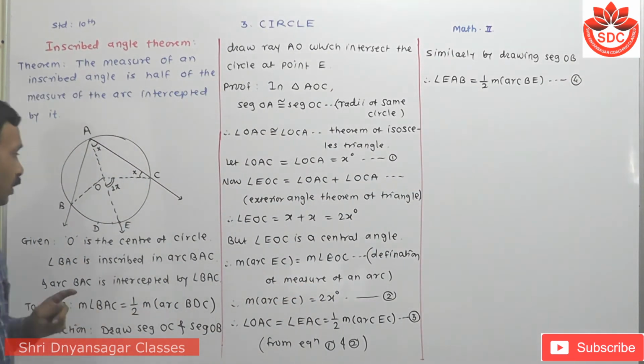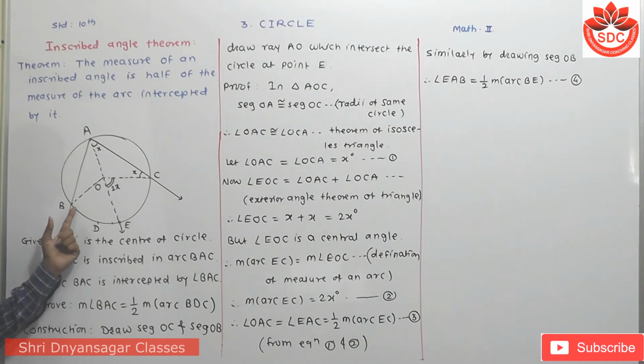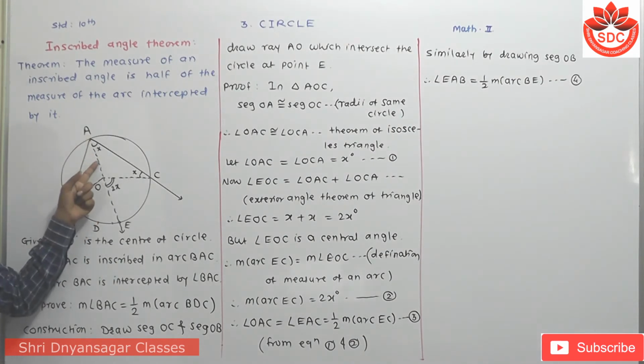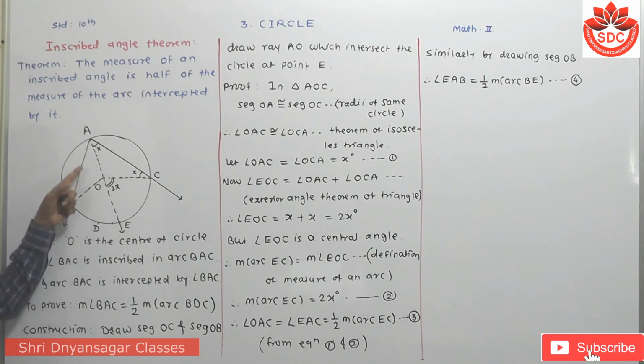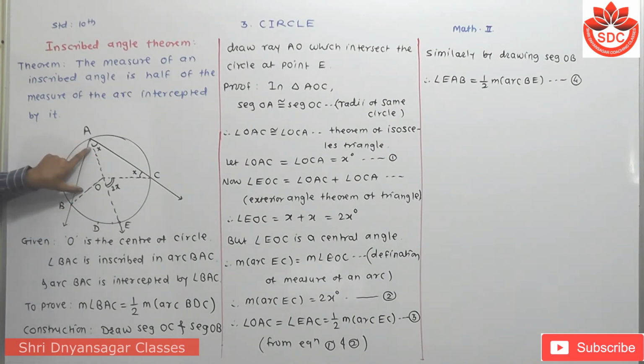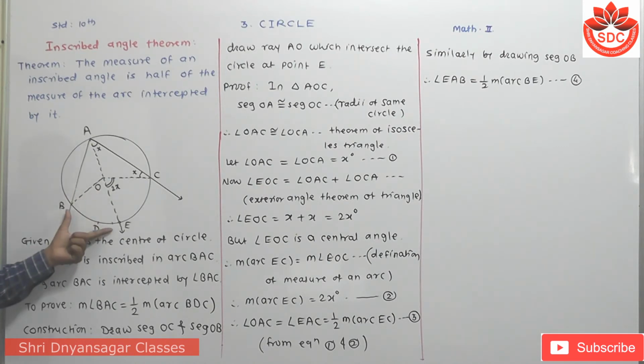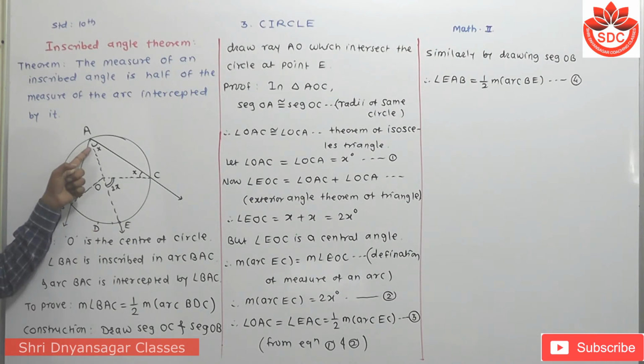Look carefully, student. If OB is joined, then OAB is also an isosceles triangle so that these angles are also equal, means that this is x and this is x. Then again this is an exterior angle, so by using the exterior angle theorem this angle is twice x. Then this angle and this arc are the same, because by using the definition of central angle or measure of an arc they are equal, so arc EB is twice x, means that this is half of this one.